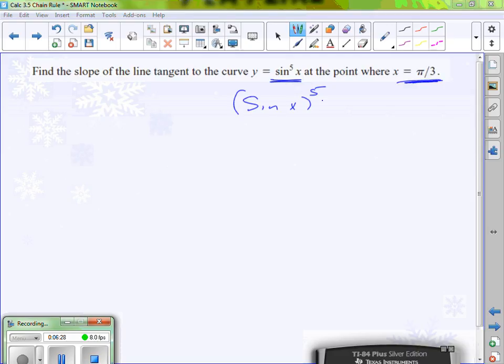And when we're talking about this point, when we're talking about trig functions, they're either in degrees or radians. Which one is that? Radians. How do you know it's radians? What's the dead giveaway? The pi. So what we're going to do is find the derivative of that. If I call f, what's f? Sine of x, and g is going to be x to the 5th.